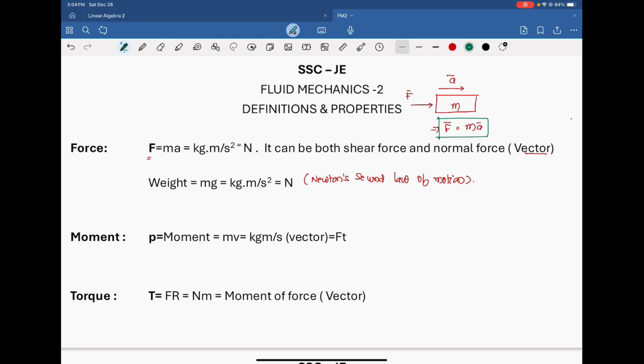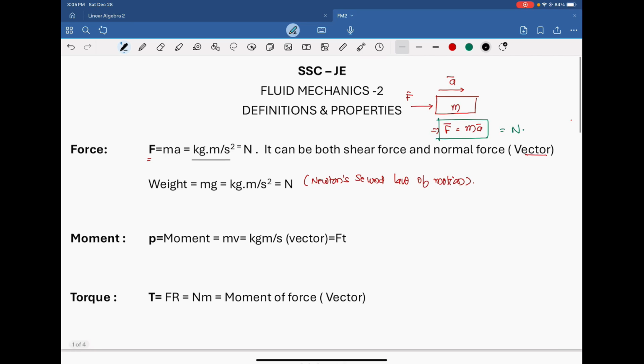and in his honor the force is measured in newtons. N is newtons. Now, force is equal to mass into acceleration. Mass is in kg as per SI units. Acceleration is in meters per second square. Kg into meters per second square is equal to Newton.